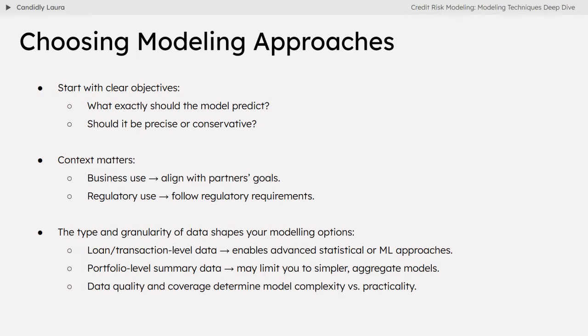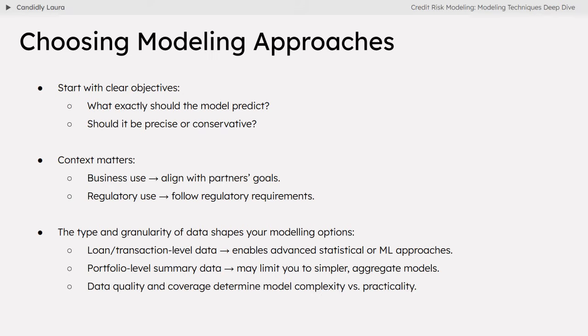When considering what modeling approach to use, we need to first be clear on what exactly we would like the model to do, what is the target we are trying to predict, and define what would make the model successful. Do we want the model to give a precise loss estimate, or is it more important that the model is conservative, even if it could overestimate the loss? You would need to get a good understanding of the context that the model would be used for. If this model will be used for a specific business purpose, you will want to connect with your business partners to understand what their goal is and how that translates into model design. If you are building a model for regulatory purposes, you would want to refer to the relevant regulatory document for requirements.